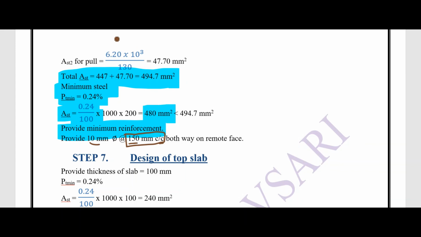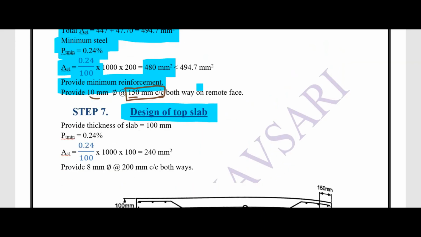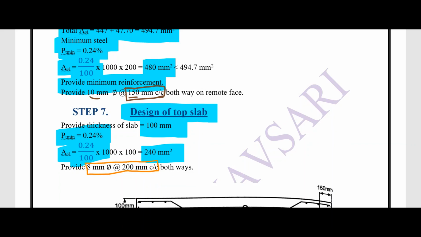Now we are going to design the top slab. Simple design. For the top slab, provide thickness of slab 100 mm, PT 0.24%. So for 0.24% PT we have 240 mm square reinforcement required. So provide 8 mm dia at 200 mm center to center, both way. So here is a sketch.